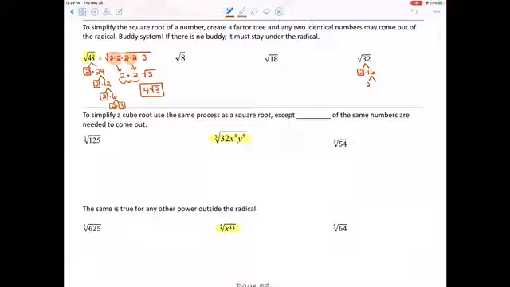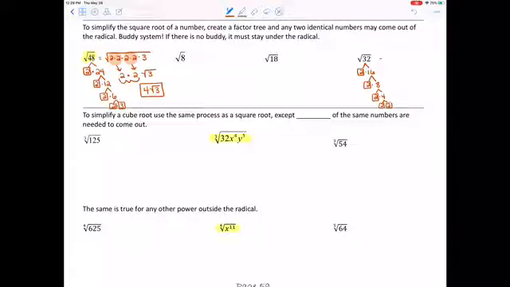16 is an even number. 16 is 2 times 8. 8 is an even number. 2 times 4. And 4 is an even number. 2 times 2.